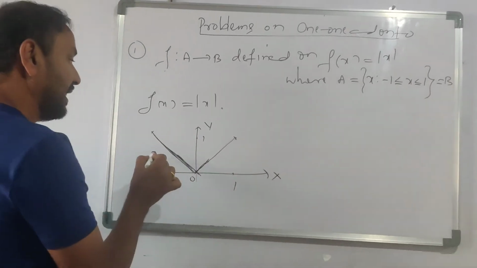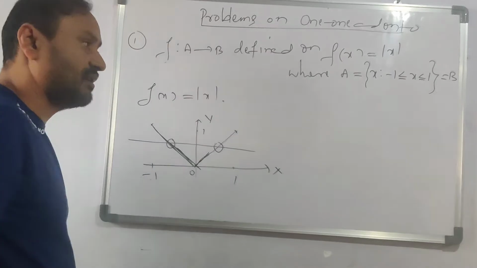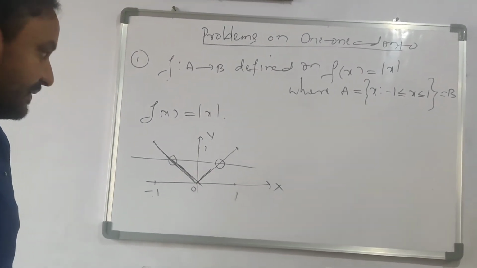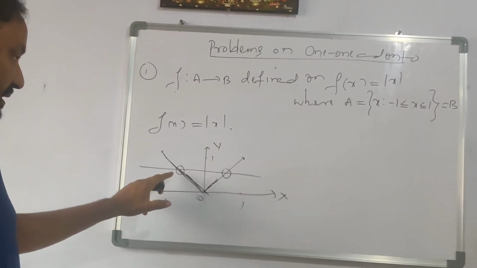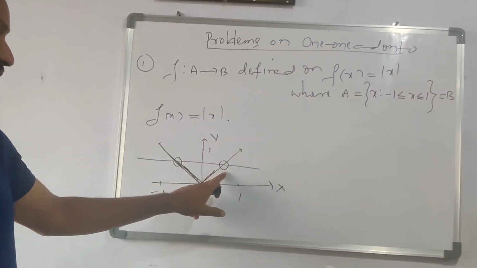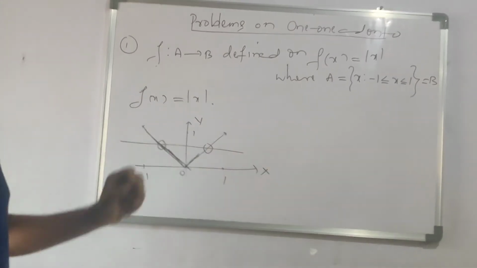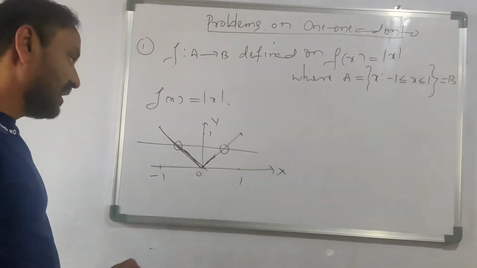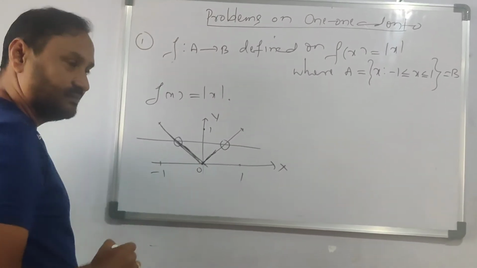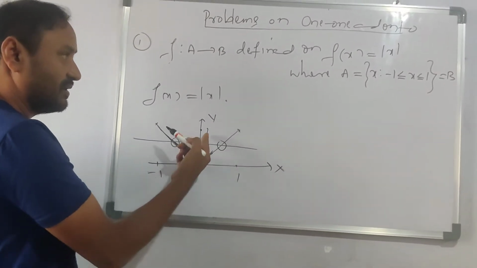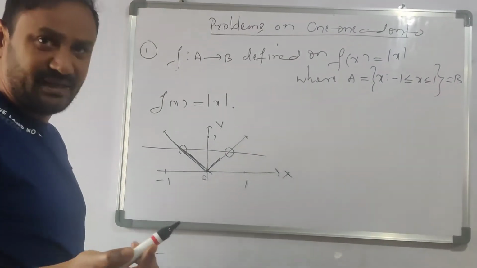Draw any line parallel to x-axis on the graph. Clearly this line is intersecting the graph at more than one point. So the function f of x equal mod x is not 1-1. And also you observe the maximum value is 1, the minimum value is 0. That is, range is equal to 0 to 1. It is not equal to codomain. If the range is not equal to codomain, clearly it is not onto.